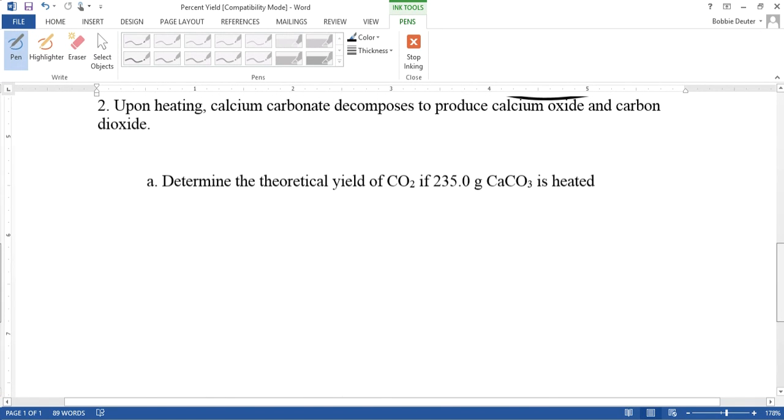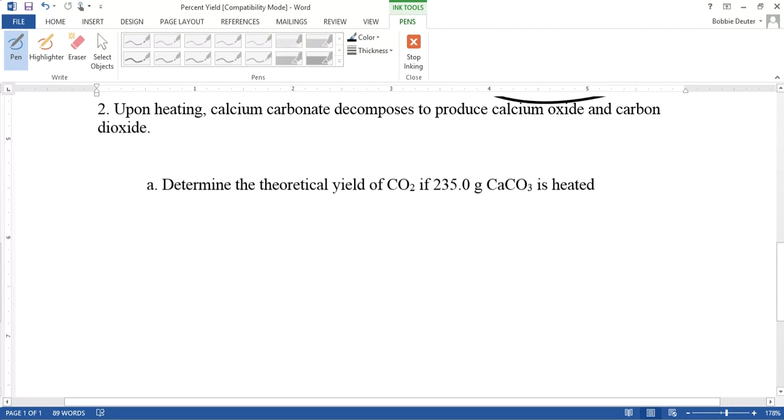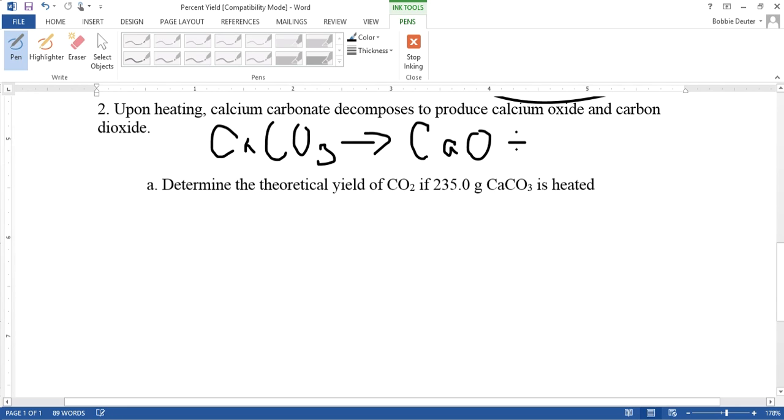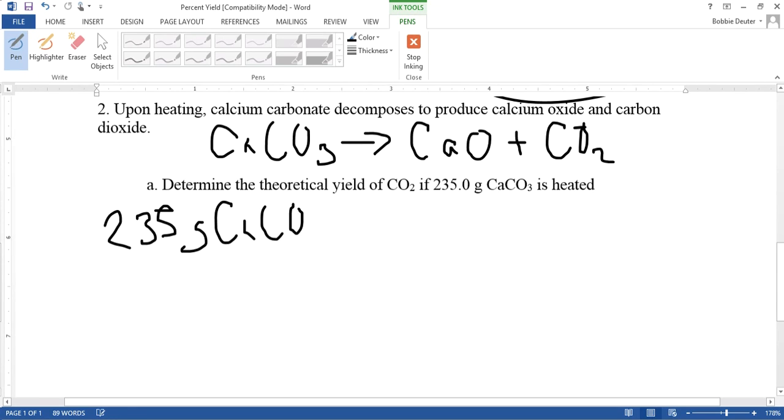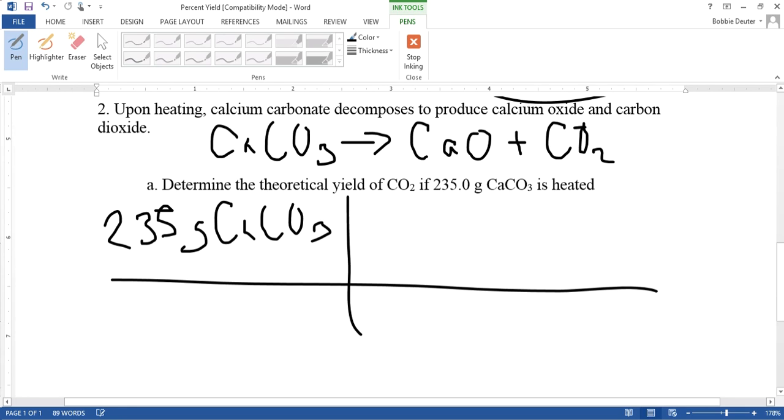So that's good. All right, so now let's talk about this next equation. Upon heating, calcium carbonate decomposes to form calcium oxide and carbon dioxide. So let's write a balanced chemical equation. CaCO3 decomposes to form CaO plus CO2. Oh, we're balanced. Good. It says determine the theoretical yield. We're only given one reactant, so we don't have to find the limiting reactant in this one. So we have 235 grams of CaCO3.